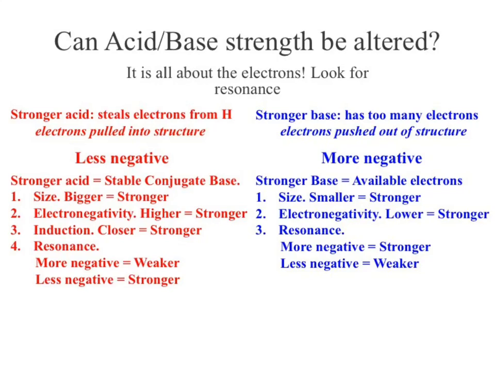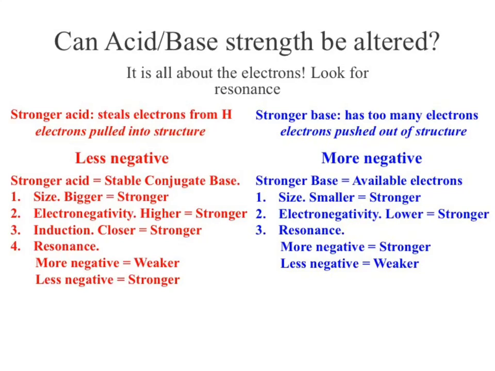Other things that we could look for. Look at the atom that holds the charge. If it is bigger, that's going to become a stronger acid. Why? Because a bigger atom can stabilize that electron density. If we then look at electronegativity, the more electronegative atoms can stabilize the negative charge. Why? They're more electronegative. The whole point of electronegativity is holding electron density. After that, you can look at induction and you can look at resonance.